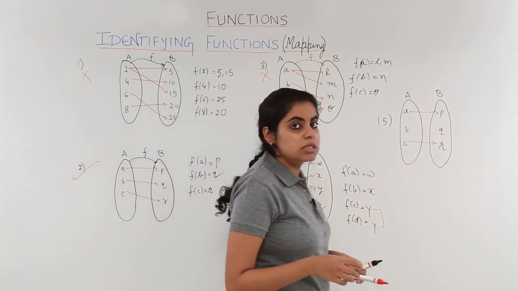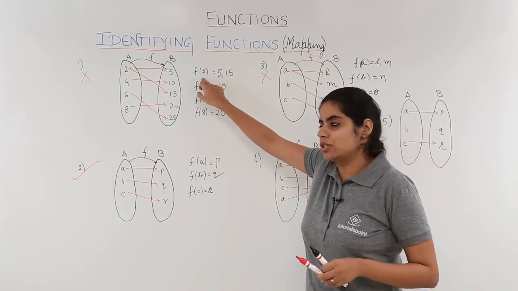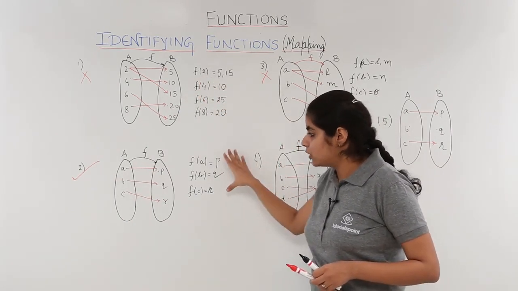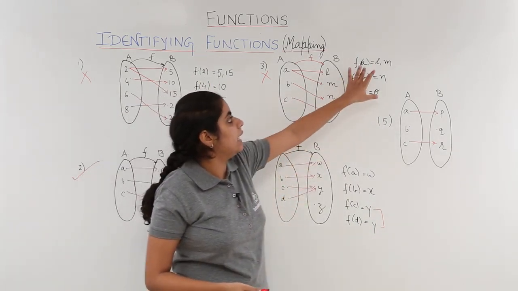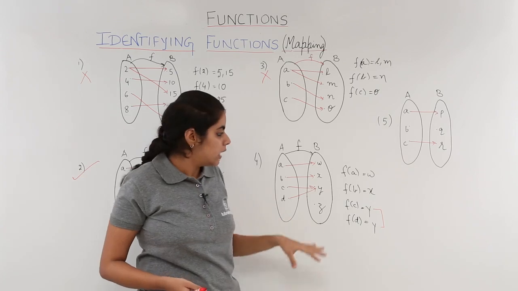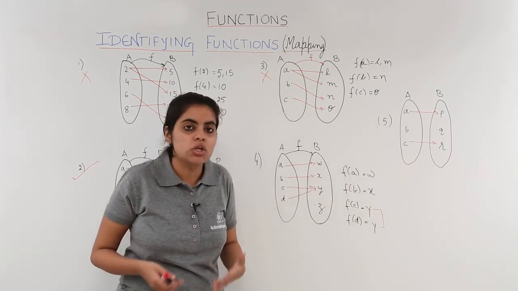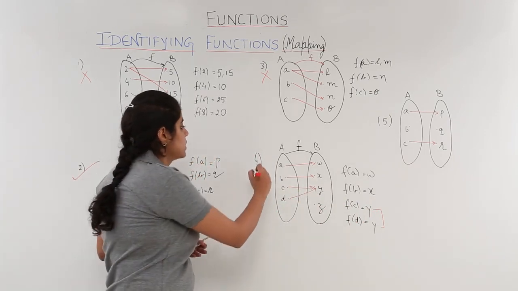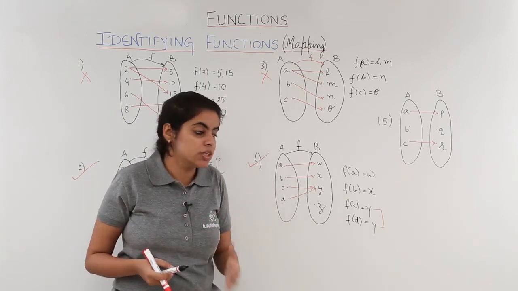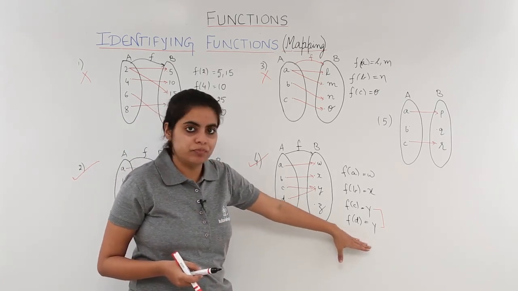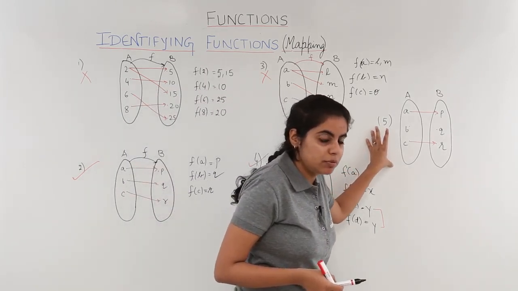In the previous examples where it was not a function, what was the difference? 2 had 2 images, 5 and 15. And A had 2 images, L and M. Here nothing has 2 images. It is just that the images are matching. So it is a function. This is important and a bit confusing, but if you have the basic definition knowledge, then this cannot be a problem for you. Let's move to the last example, a different variety of question, example number 5.